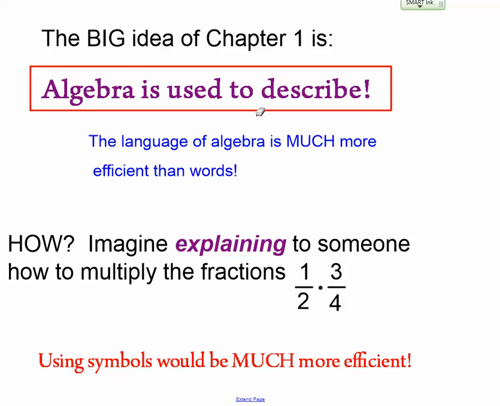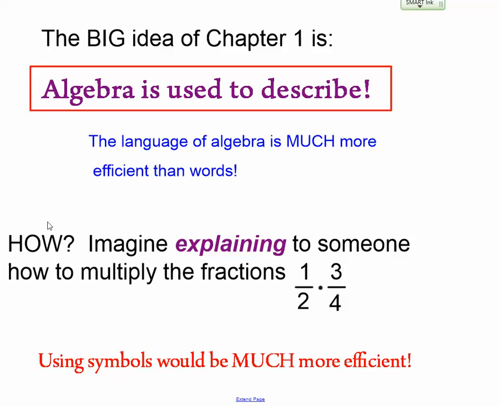So the big idea of chapter 1 is all about how we use algebra to describe, and the language of algebra is much more efficient than words. So once you know the symbols of algebra, and once you know how to put variable expressions together to write equations, you can be really, really efficient.